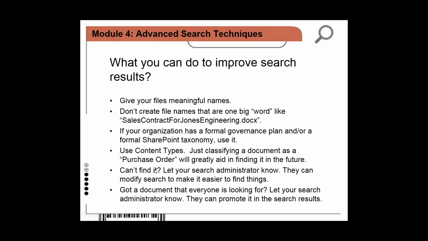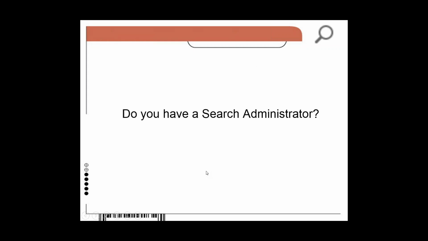If you look for a document and you can't find it, let your search administrator, if you have one, know about it so that they can tweak search so you can better find things. And if you have a document that everybody's looking for, let the search administrator know because they can promote it.